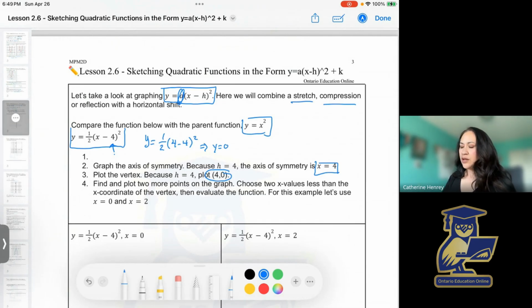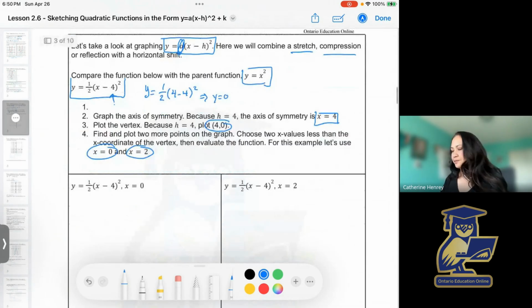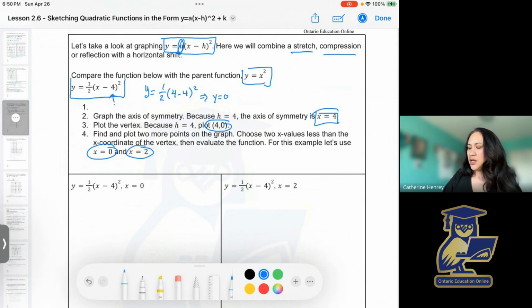So we could find 2 more points on the graph, any 2, and then we can evaluate those and maybe use symmetry to find the others. So for here, let's choose x equals 0 and x equals 2. They seem to be easy to work with. So again, we're trying to find a couple more points on the graph. We have the axis of symmetry and we have the vertex. Now we need to find 2 more points.